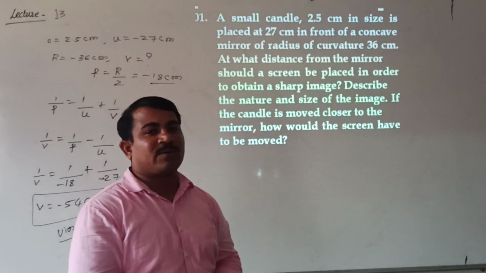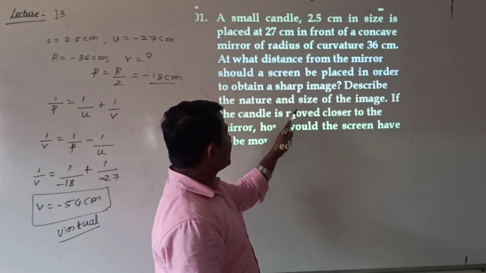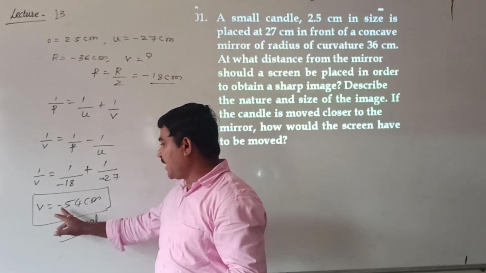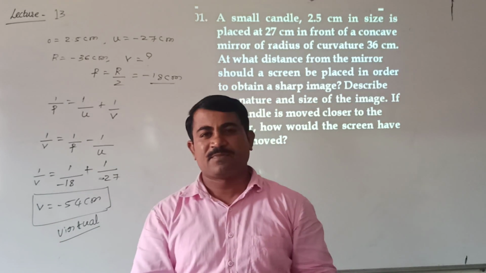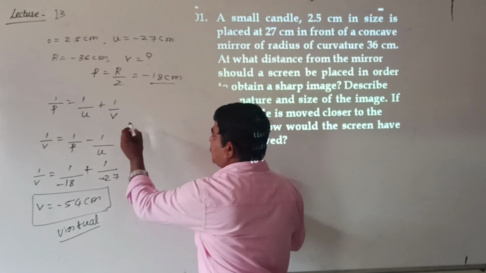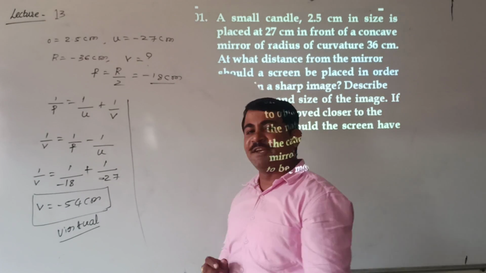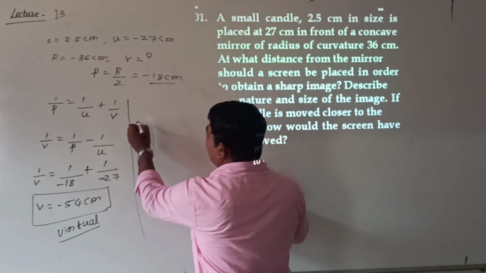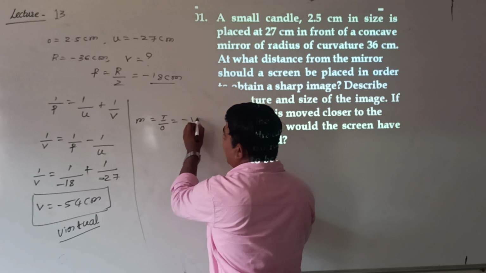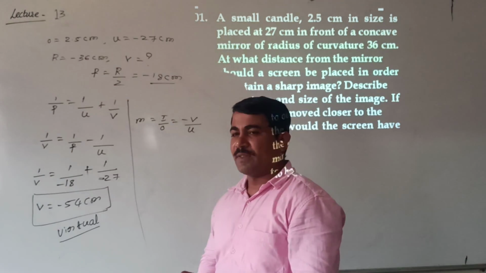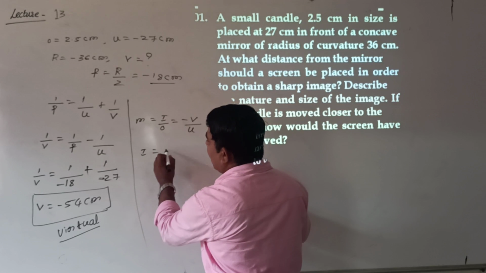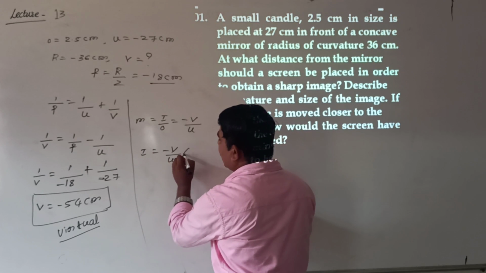Then we will see the remaining half of the problem. Describe the nature and size of the image. What is the nature? Negative means it is a virtual and inverted image. Let us take the size of the image. To obtain the size of the image, we should go for linear magnification. Linear magnification is I divided by O is equal to minus V divided by U in case of a mirror. Then I is equal to minus V divided by U into O.